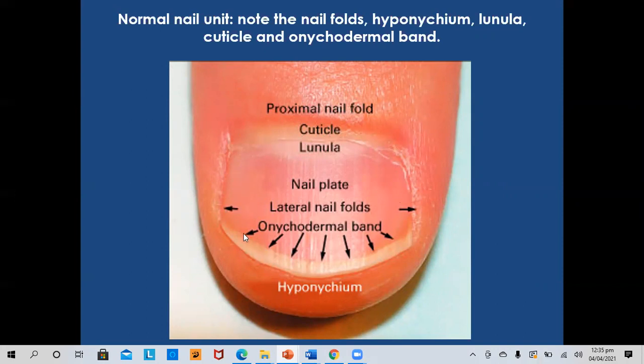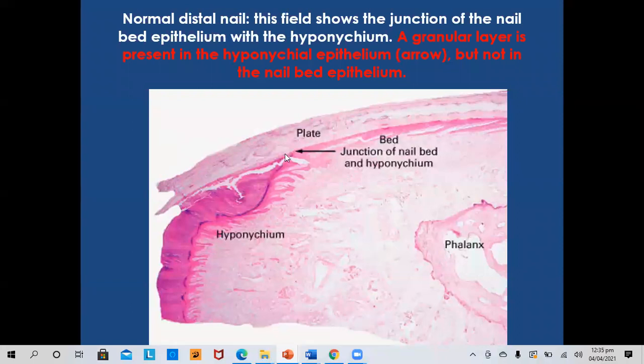And the distal end of the nail plate is attached to the nail bed by onycho-dermal bands. And beneath the onycho-dermal bands is the white portion of the nail, which we usually cut. The normal distal nail, the field shows the junction of nail bed epithelium with hyponychium. The granular layer is present in the hyponychial epithelium, but not in the nail bed epithelium.